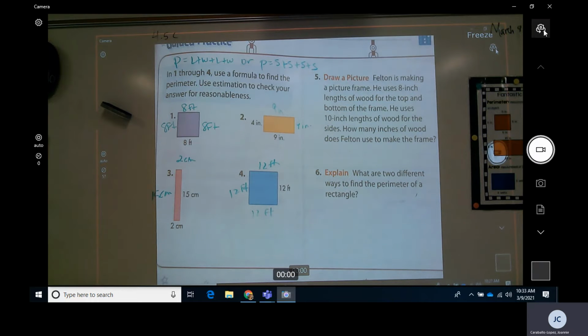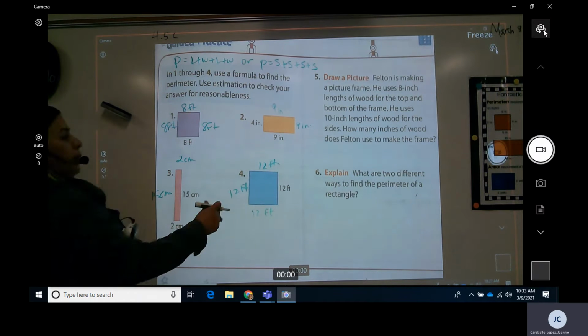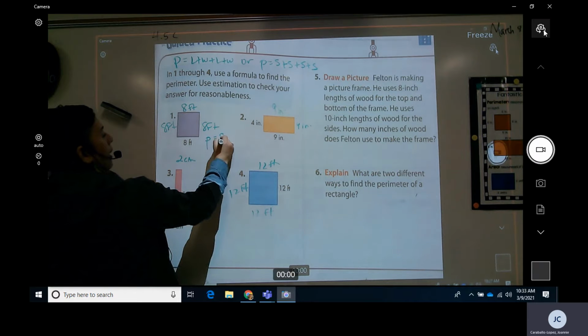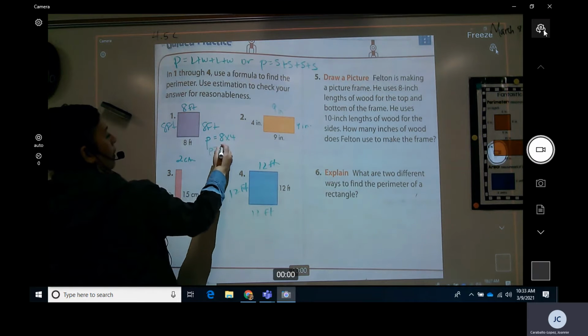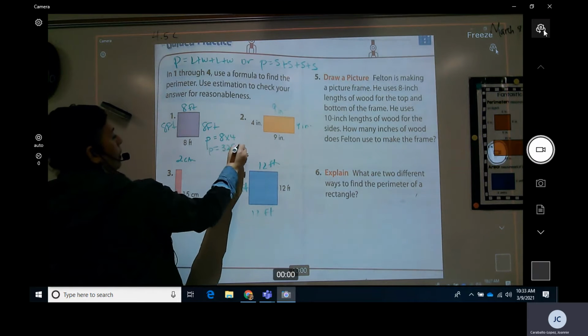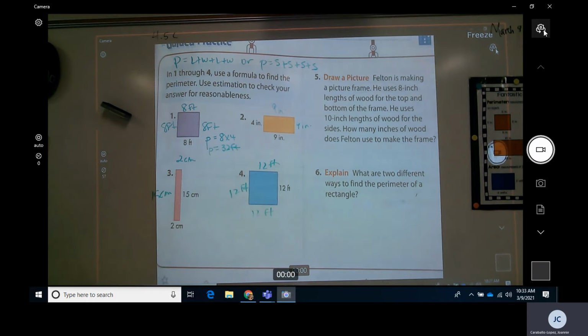All right, do we have our answers? Yes. All right, let's see. Who said no? Okay, what's the perimeter? What did I have to do in number 1 to get my perimeter? What was the fastest way to do it? P equals 8 times 4, and 8 times 4 equals 32, so my answer was 32 feet. Correct? Do we all have that?